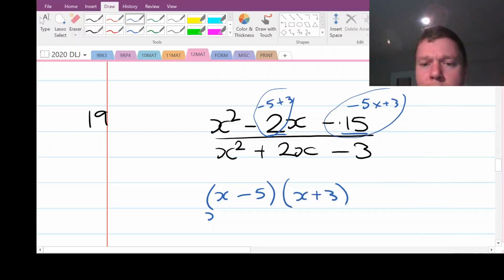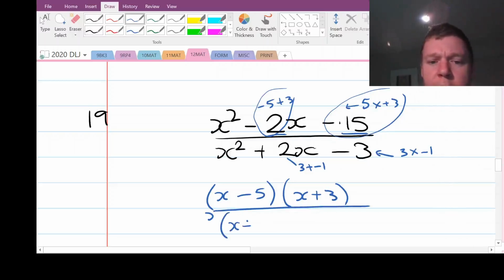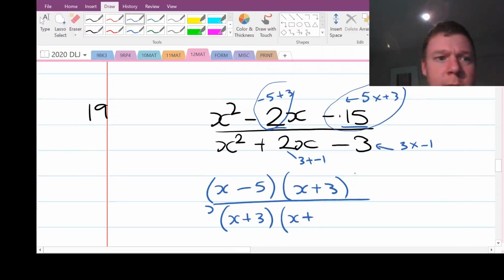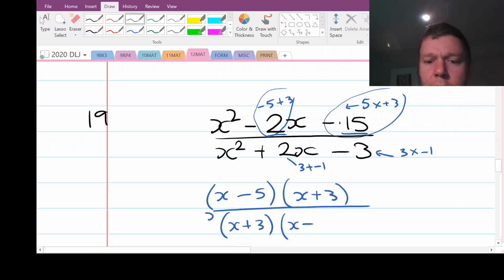Okay, and then for the bottom one, we have the factors of -3 that add to +2. So I'm thinking it'll be 3 times -1, and then 3 plus -1 adds to +2. So on the bottom we're going to get x plus 3, x not plus, I'll just undo it, minus 1.